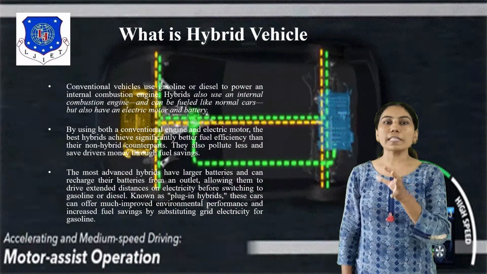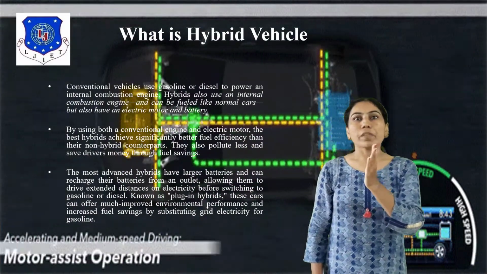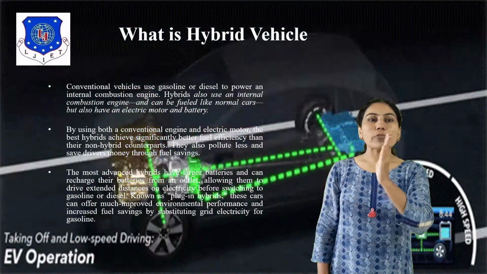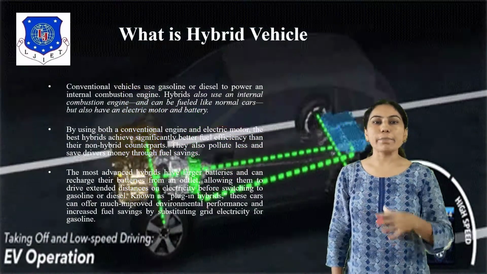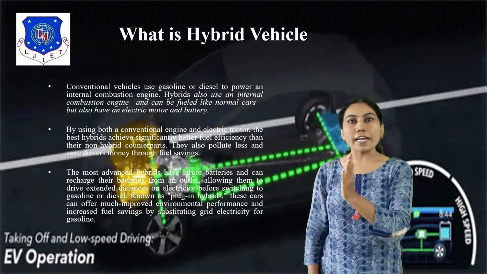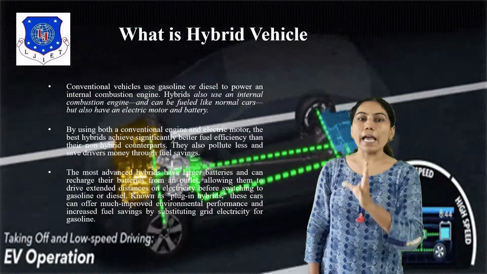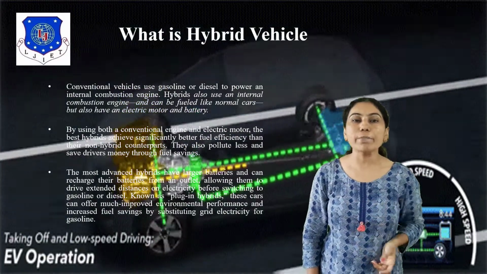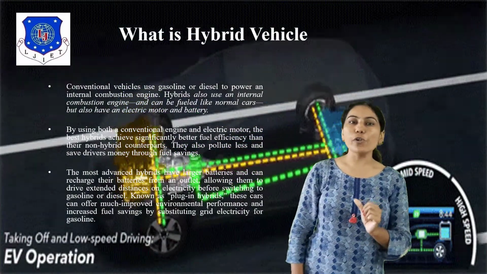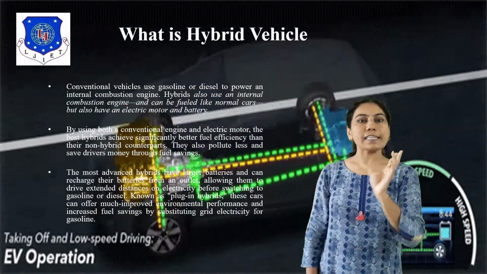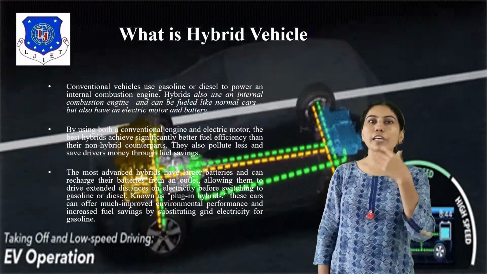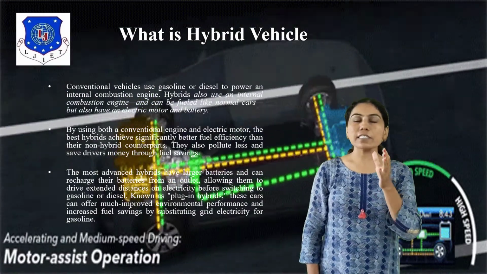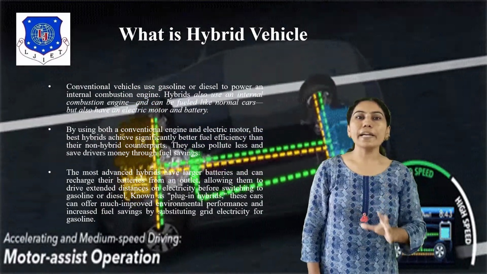Another major advantage is having a large battery, meaning it can recharge the battery from an outlet, allowing the car to drive a distance on electricity before switching to gasoline or diesel. This is known as the plug-in hybrid. This car offers much improved environmental performance and increased fuel saving, meaning the two main advantages are better environmental performance and more fuel saving. It trades electricity for gasoline. This is the basic idea of what a hybrid vehicle is.